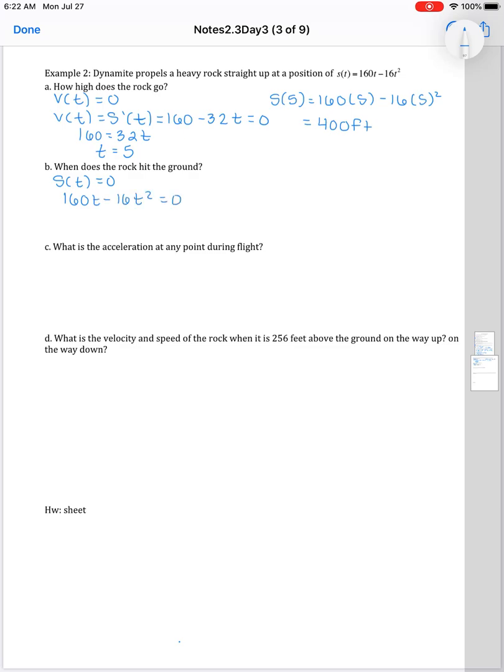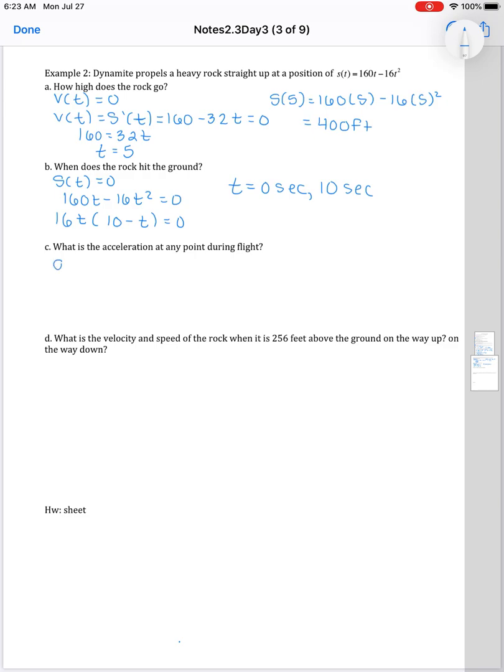And then how high? We're talking position here, so we are finding s of 5. So we take that 5, and everywhere we see a t in the equation, we're subbing it in, and it gets up to 400 feet for the position after 5 seconds.